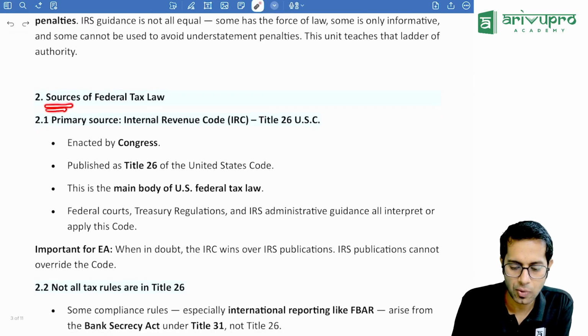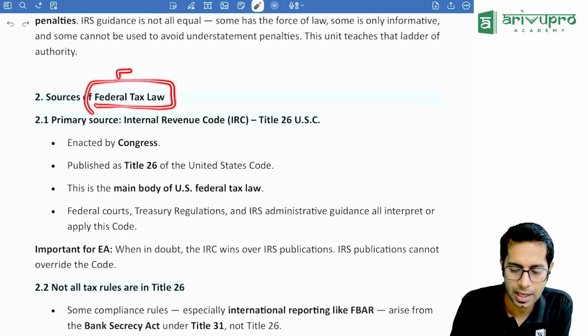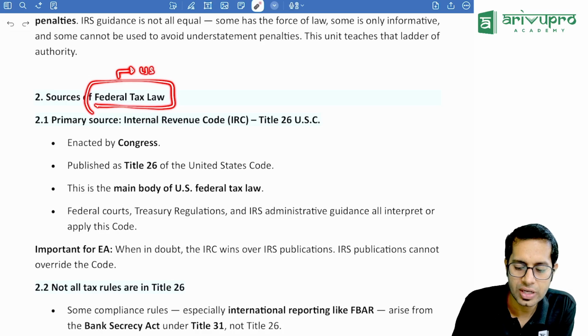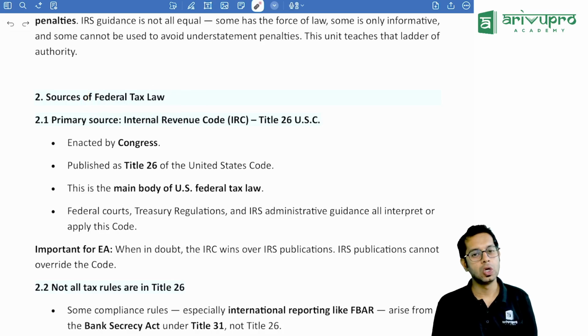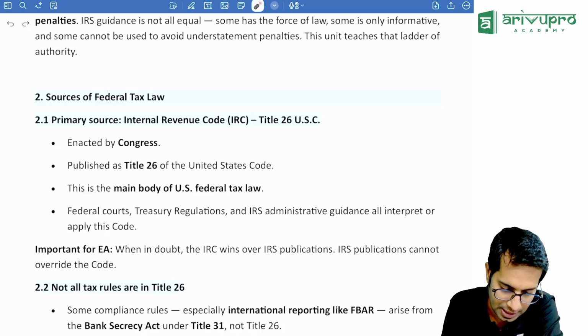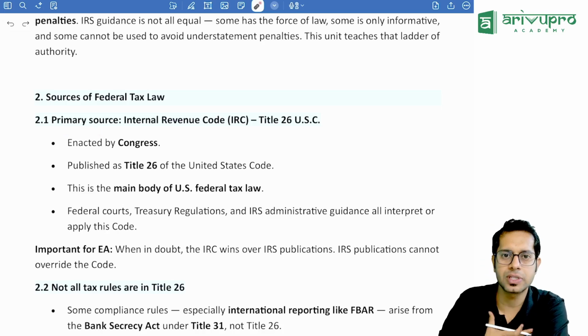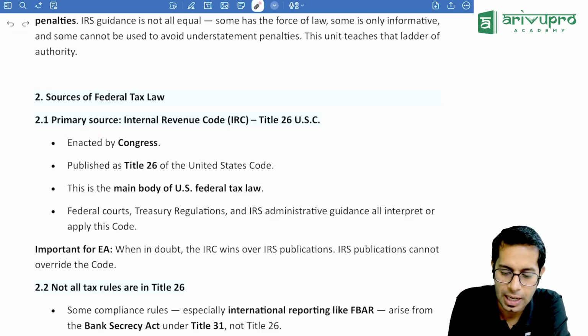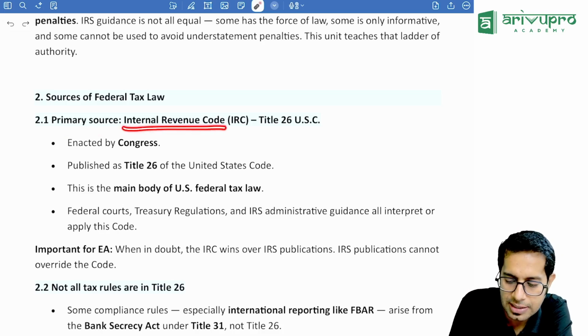First, we are going to study the sources of federal tax law. When I say federal tax law, it means the sources of US tax law. How has US tax law come into existence? What is the primary source? If I am studying something, what is the source from which I am studying? The primary source is the IRC.